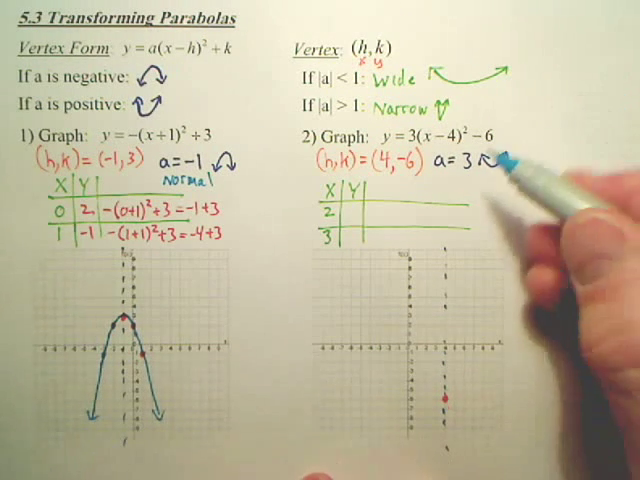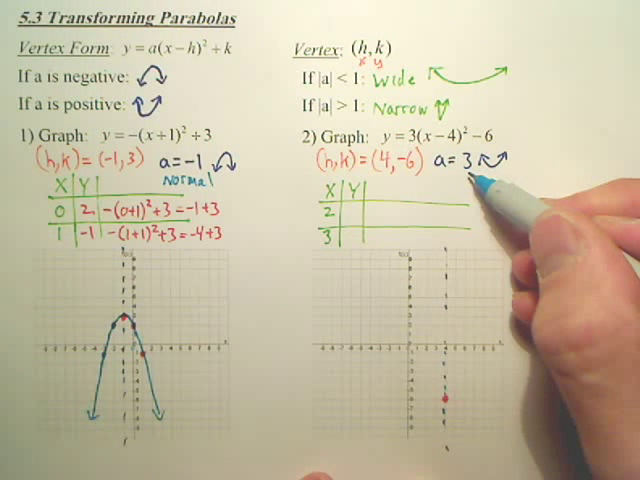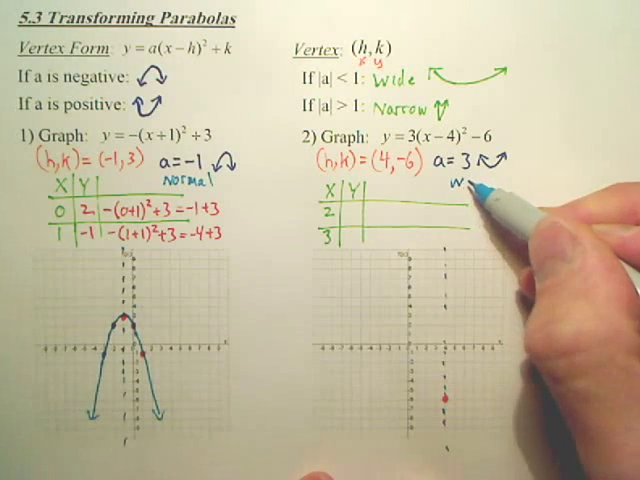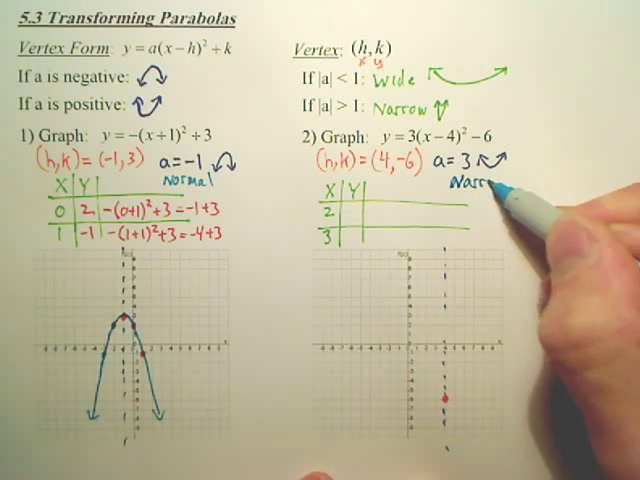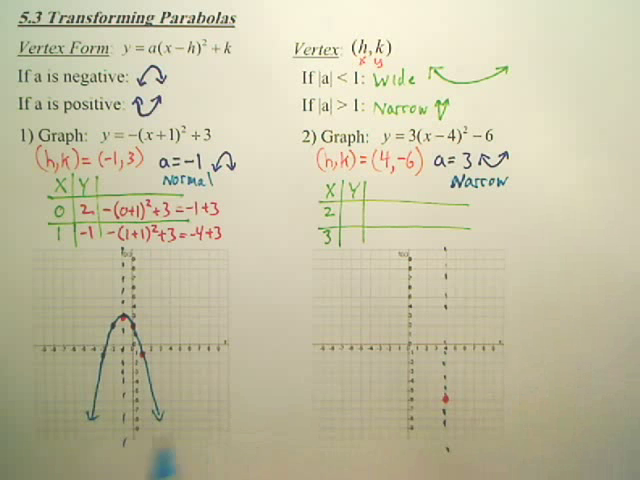Over here, by the way, 3. Did we say this was wide or narrow? We said it's narrow, good. So this one's going to be narrow, we said. So our graph should be narrower than this one. If this is standard, should this one be narrower? Yes.